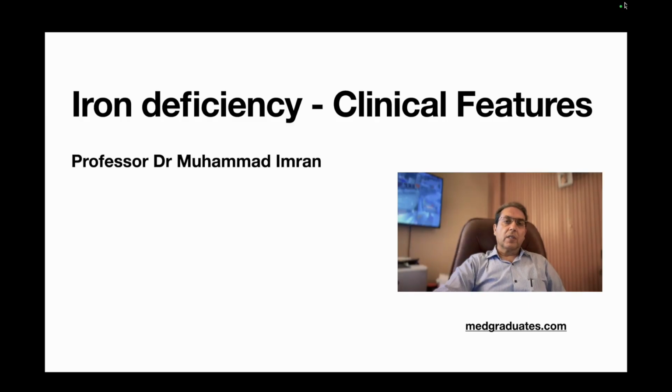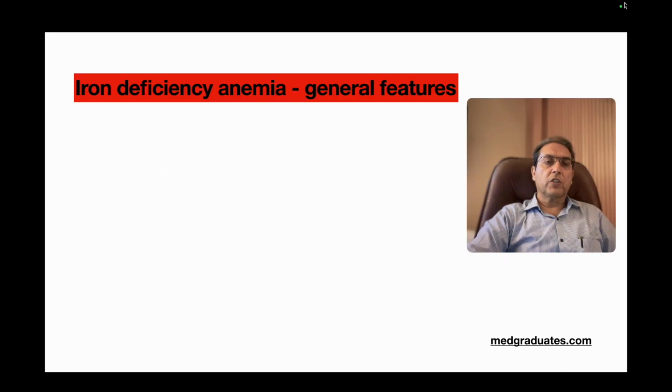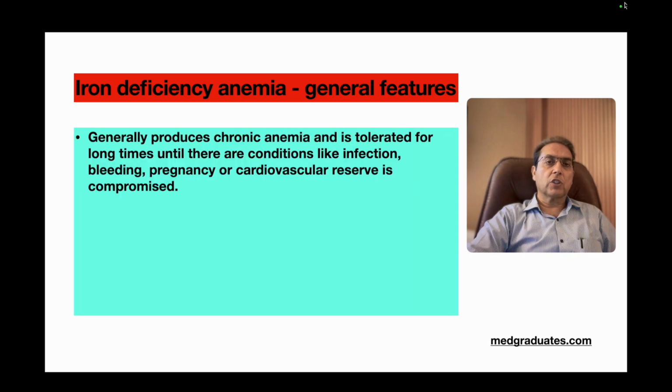Iron deficiency anemia is perhaps the commonest type of anemia we encounter. What are the features of iron deficiency anemia? There are general features like every other anemia. It generally produces a chronic anemia and is tolerated for a very long time until conditions like infection, bleeding, or pregnancy precipitate symptoms, or if the patient has developed cardiovascular compromise.